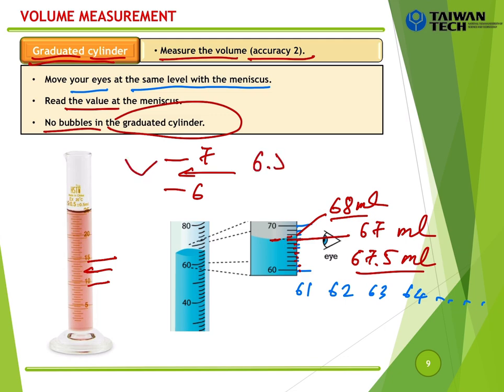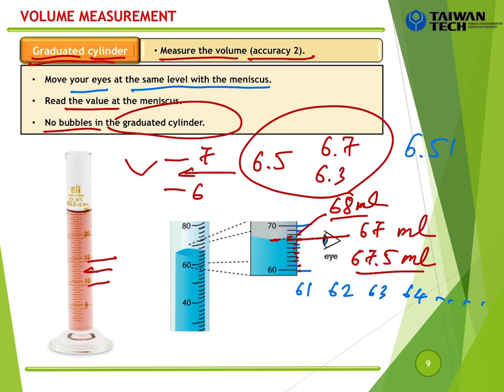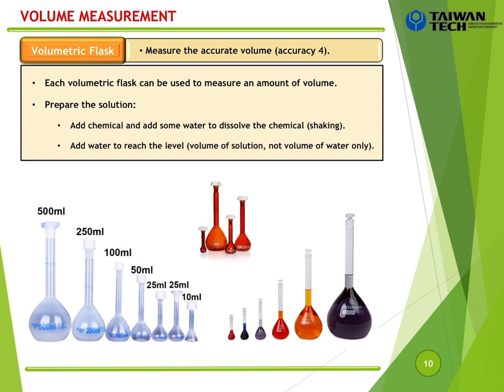So you may reach 6.5, it's okay. Or maybe a little bit higher, you have 6.7, it's okay. A little bit lower, you have 6.3, it's okay, no problem. But you cannot read something like 6.51, because you cannot know the last number from here. We studied significant figures already in chemistry, so you should know how to read the value and give the number in your report.